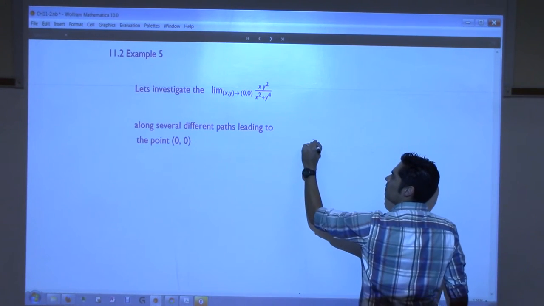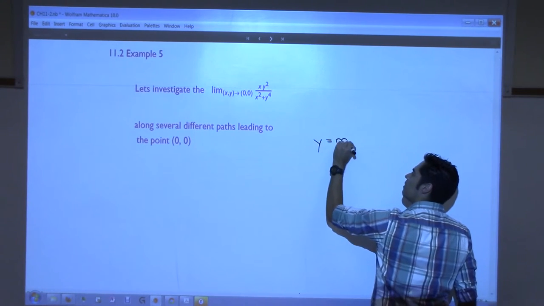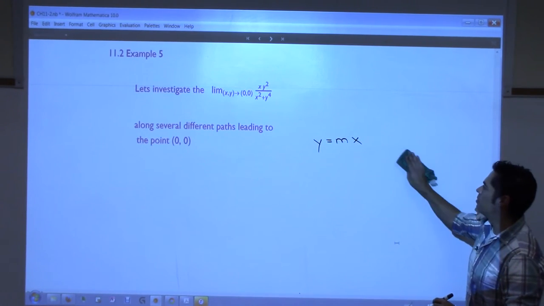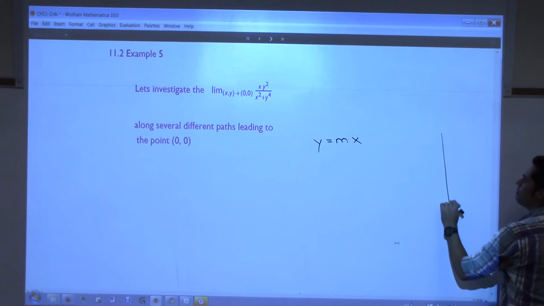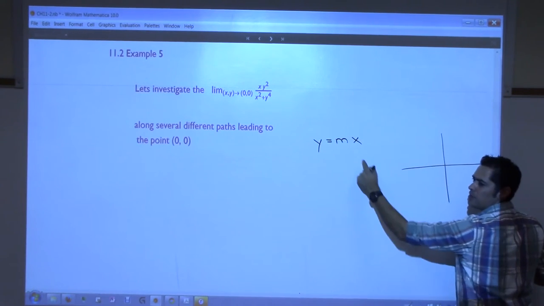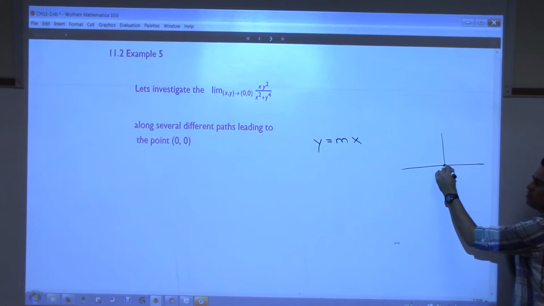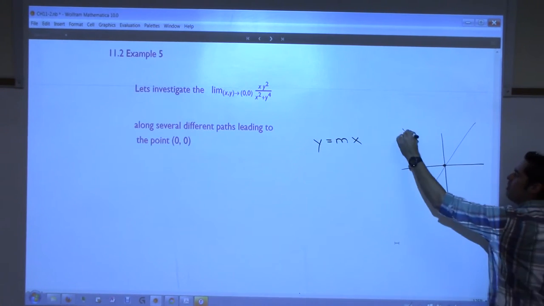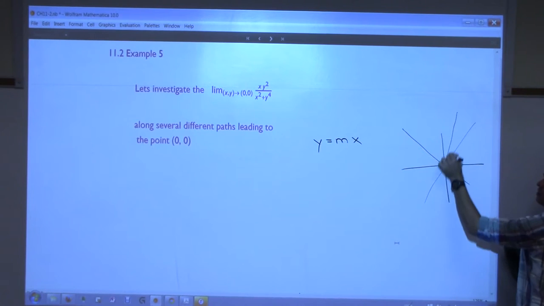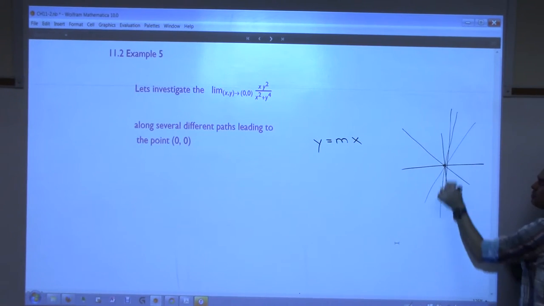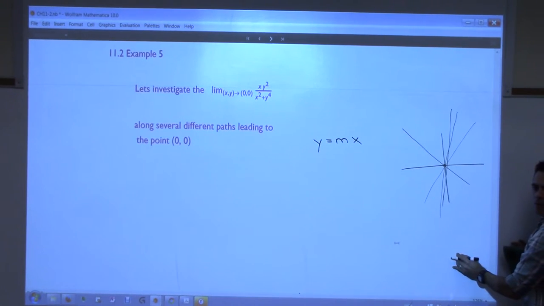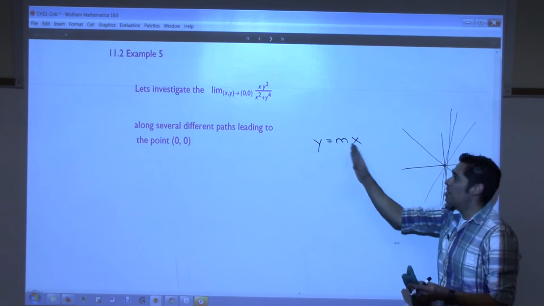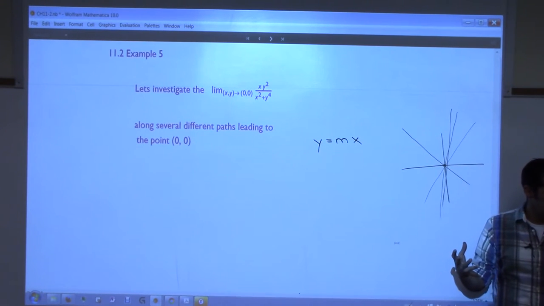What I could do is come in on the path y equals mx. So think about this. Y equals mx is going to be a line that goes through the origin, right? If m is 1, then it's this one, isn't it? If m is negative 1, it's this one. If m is 2, it's this one. If m is 3, it's this one. So instead of fixing my slope, I'm going to let it be arbitrary.